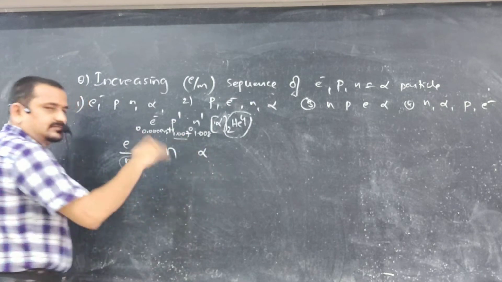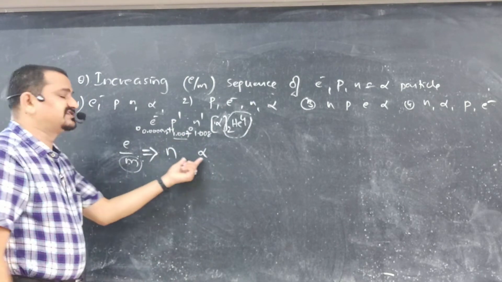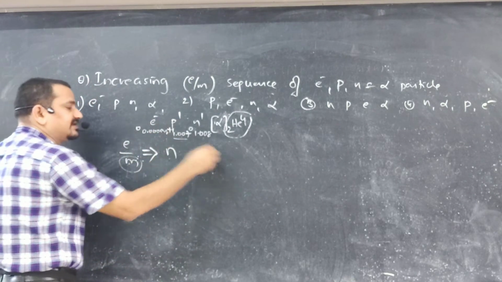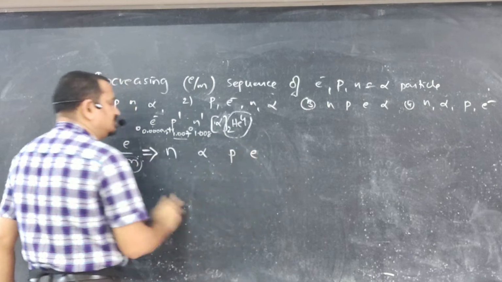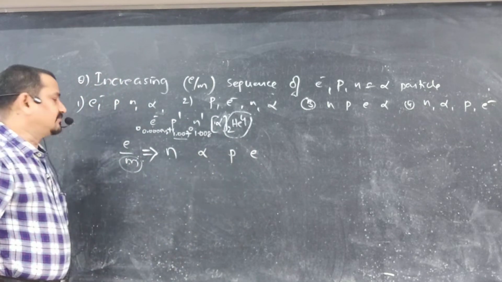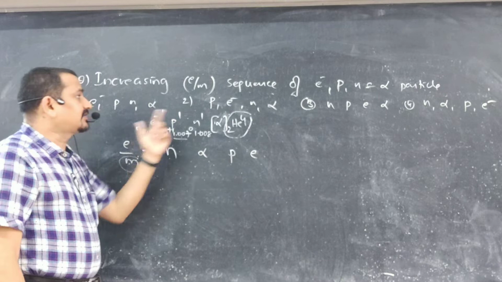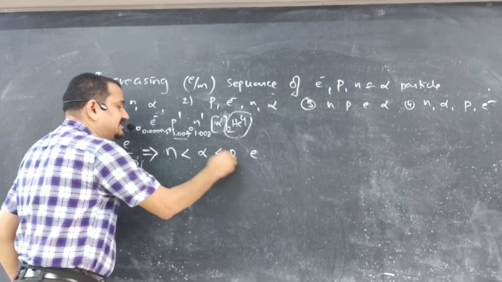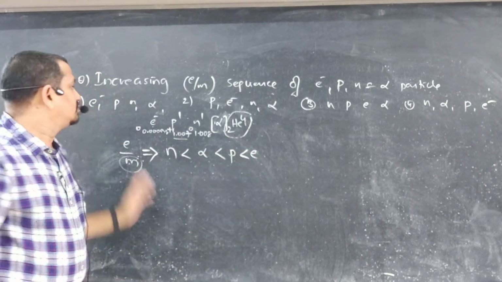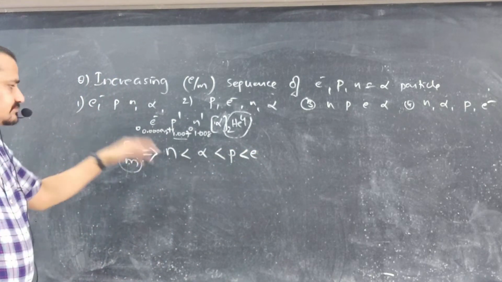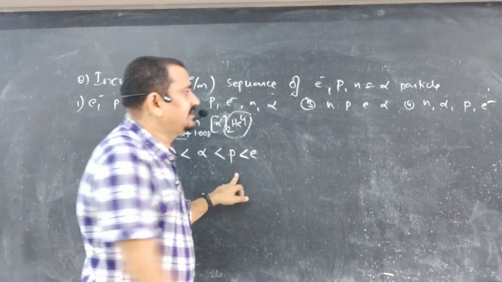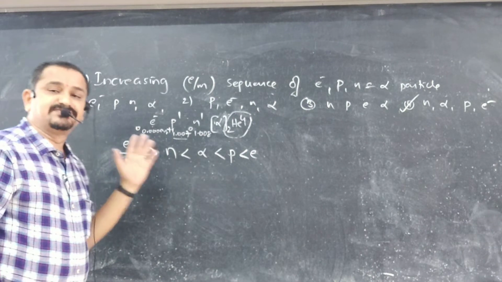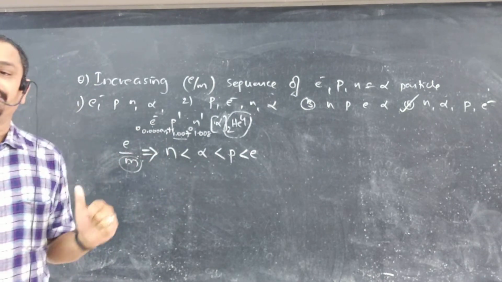So next, the least specific charge value among these is shown by alpha. Next, among proton and electron, which is heavier? Proton, then electron. So increasing specific charge sequence of electron, proton, neutron and alpha particle is: neutron is less than alpha particle, less than proton, less than electron. So which option is mapping for this? Neutron, alpha, proton and electron. So it is the fourth option. Like this, sometimes we may be asked specific charge questions again in competitive exams like CBSE.